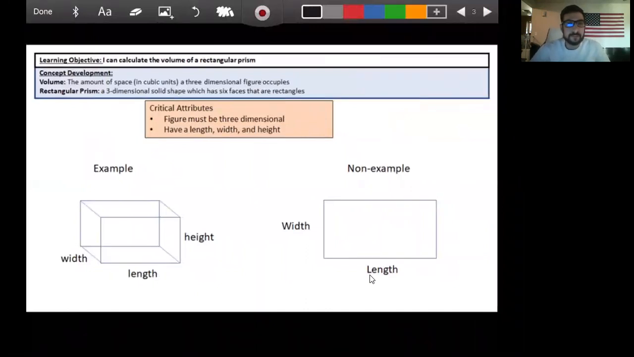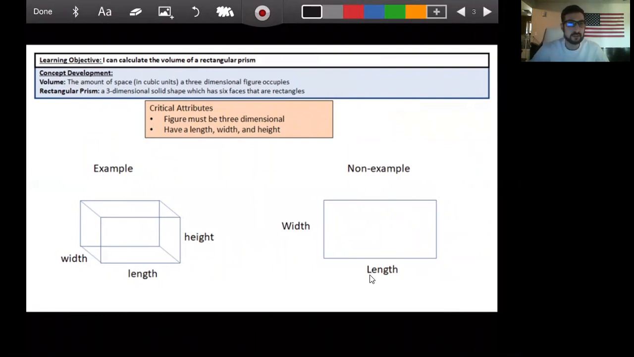So volume is always the amount of space that the three-dimensional figure occupies. So that's the length, the width, and the height. It's that whole entire space. So it's like the amount of stuff that can go inside of something. The rectangular prism is what we're calculating volume for today.